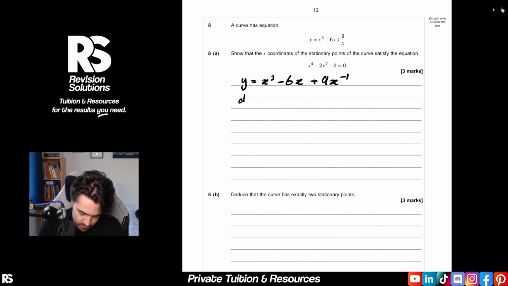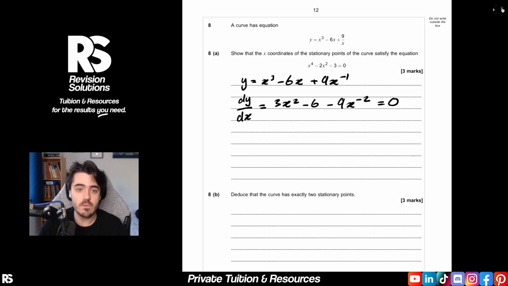Differentiating that, we'd get dy by dx equal to 3x squared minus 6 minus 9x to the minus 2, to be equal to 0. Well, we're going to set it equal to 0 if we want to find our stationary points. And then to get it in the form that they asked for, the first thing I notice is there's no negative powers of x in there. So I'm going to get rid of this x to the minus 2 by multiplying by x squared.